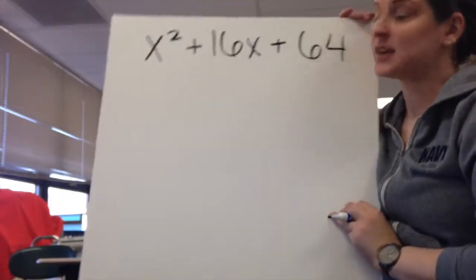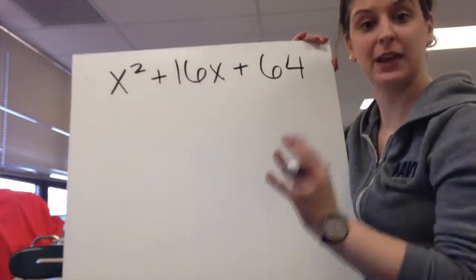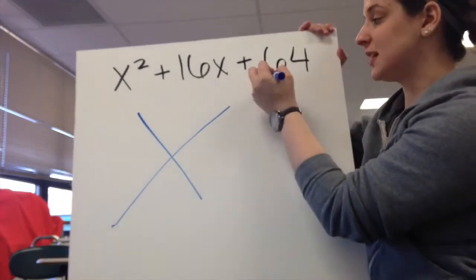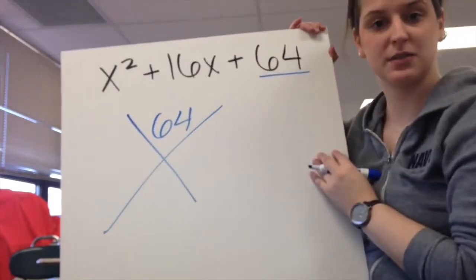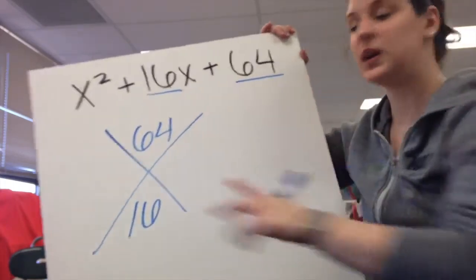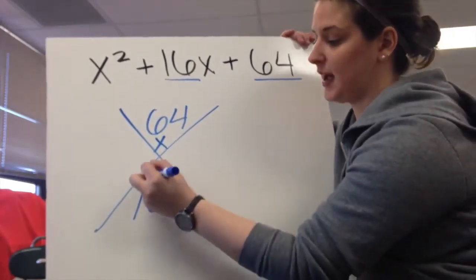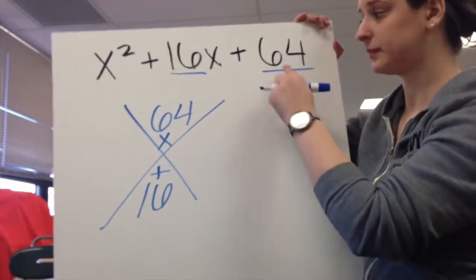Hi guys, here's another example of the X method. This time we have x squared plus 16x plus 64. Again, we're going to use our X method, so we draw a big X here. We stick that 64 on the top of our X, and then we put our 16 underneath. We need to find two numbers that are going to multiply to make 64 and add to get 16. If you can't think of it right away, that is totally fine.